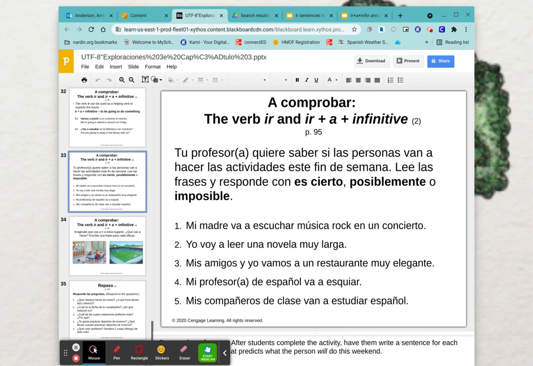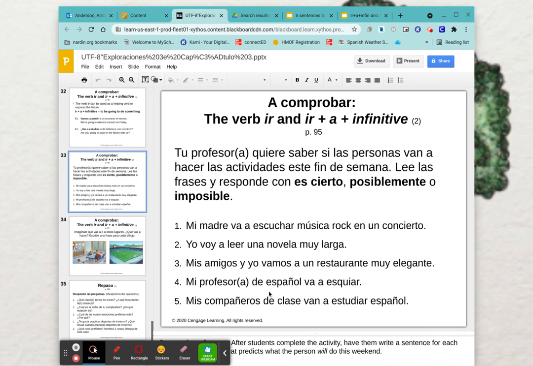So here's some more examples. Mi madre va a escuchar música rock en el concierto. Yo voy a leer una novela. Mis amigos y yo vamos a un restaurante. So that one we don't actually have the be going to do something. We just have we're going to. So that's not future. It's just we're going.